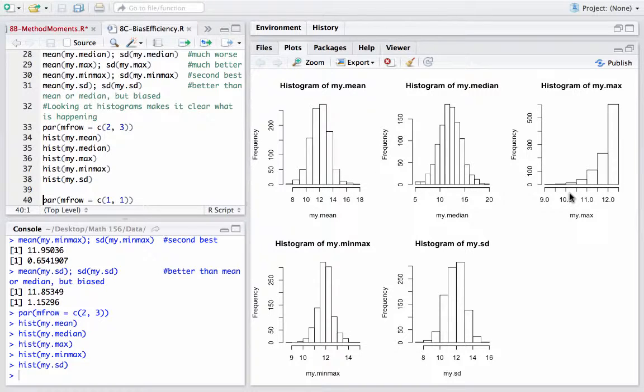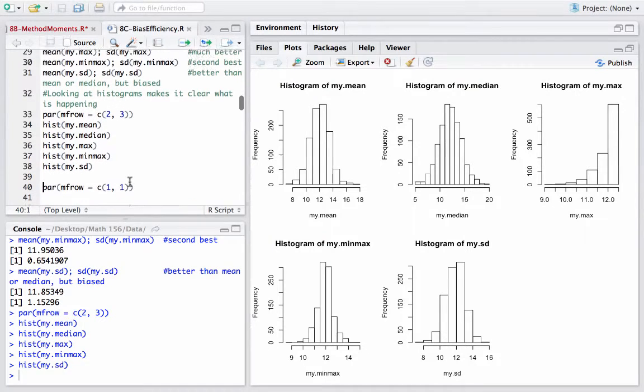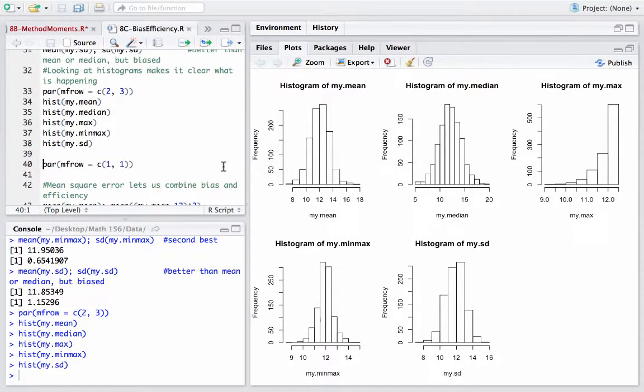The max we've unbiased, and it's also much tighter, right? It really only has any appreciable mass down to like 11. Min-max becomes a little more normal looking than the max, but its variance is a little higher and it's worse. And the standard deviation is slightly biased and also has a kind of widespread. So let's turn the plots back to normal.